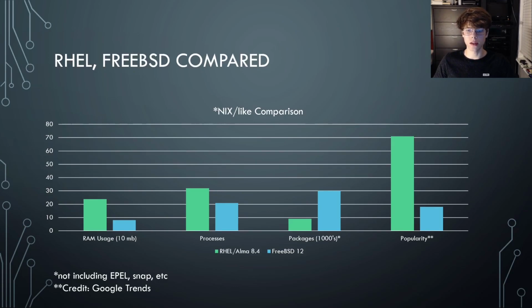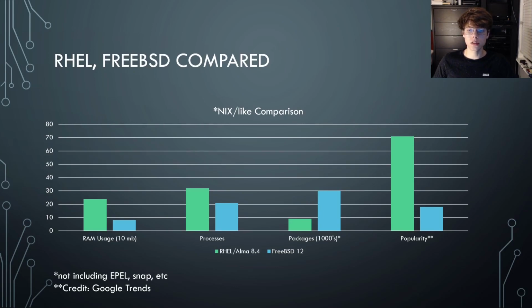Looking further at a much higher level, you're going to see the packages in the distribution. This is looking at Yum and DNF for Red Hat, and PKG for FreeBSD. While it looks like a landslide victory for FreeBSD, it's actually not quite that simple. You're going to see about 30,000 in the main repository for FreeBSD, where you're going to see about 9,000 in the main repository for Red Hat Enterprise Linux, primarily the AppStream.